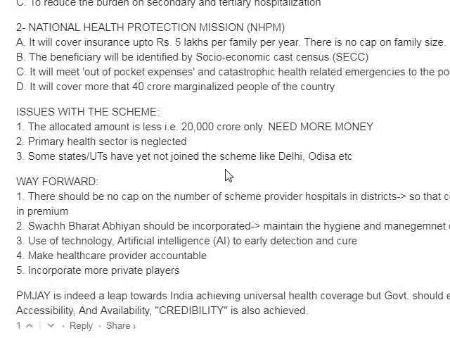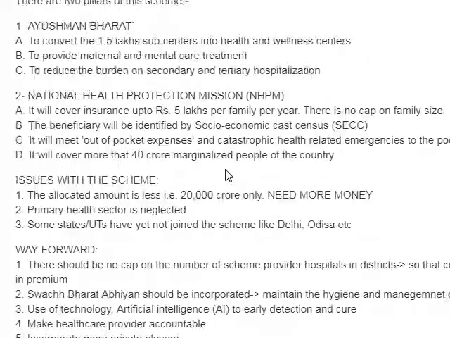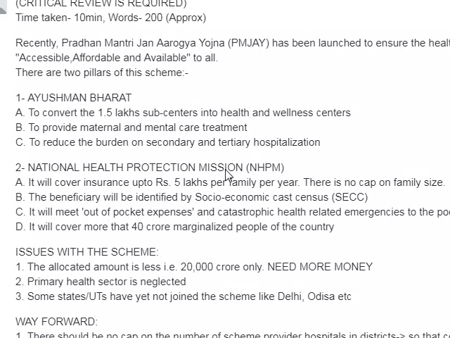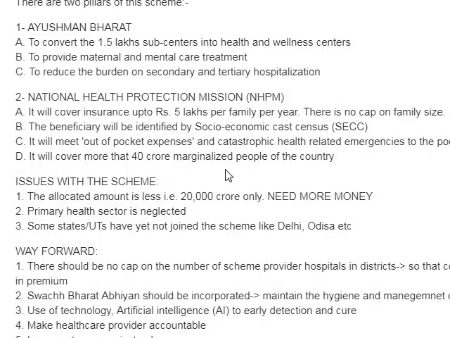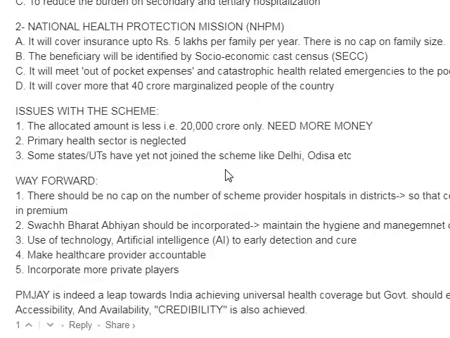So in PMJAY, Pradhan Mantri Jan Aarogya Yojana, you have two pillars. Ayushman Bharat converts the 1.5 lakh sub-centers, reducing the burden of secondary and tertiary hospitalization and providing maternal and mental care treatment. And the second is the National Health Protection Mission, NHPM.